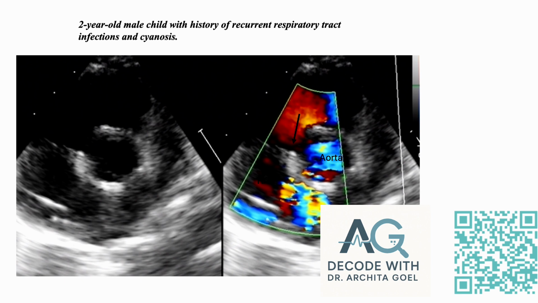Here we have a 2-year-old male child who presented with a history of recurrent respiratory tract infections and cyanosis. Echocardiography was done for the child. The parasternal short axis views show a vascular tunnel which is arising from the right coronary sinus.